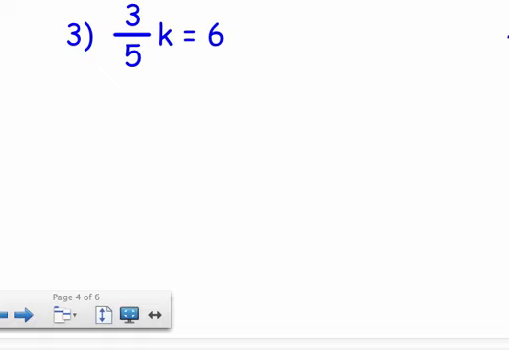Looking down at 3. 3/5 k equals 6. Well, what am I doing to k? I'm multiplying by 3/5. The inverse of multiplying by 3/5 is dividing by 3/5.